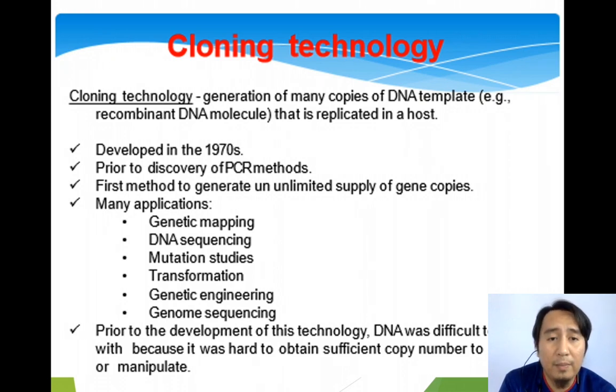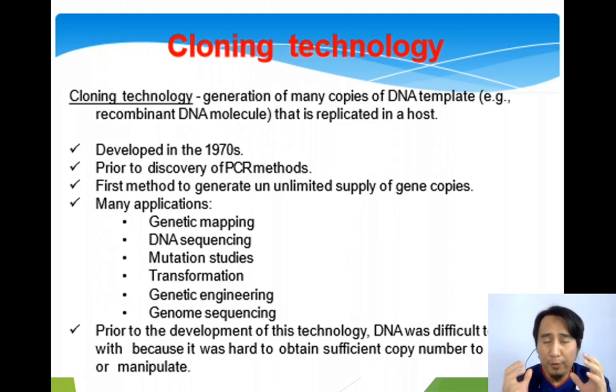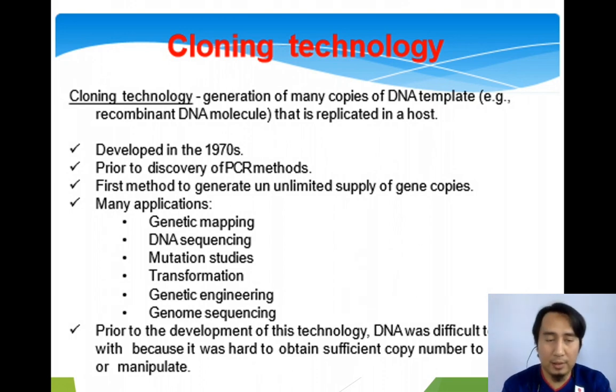It was developed in the 1970s by two brilliant scientists. We're going to see who the scientists are. This was prior to the discovery of the PCR method. If you remember, I already explained to you the function of PCR in the class, polymerase chain reaction. It functions to amplify the gene. From one gene, the PCR can amplify to like 1,000 genes. So before PCR was invented, we used cloning technology to amplify your gene of interest. It was the first method to generate an unlimited supply of genes, and many applications can be done by cloning technology.